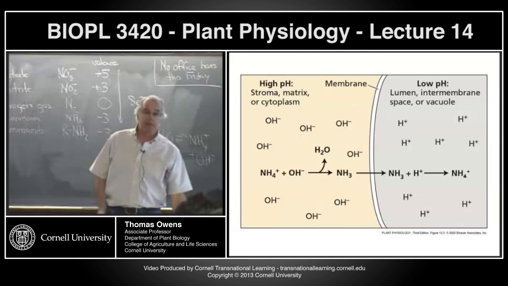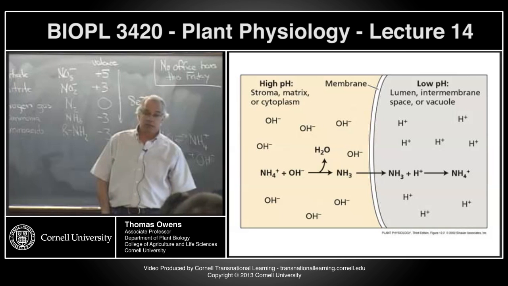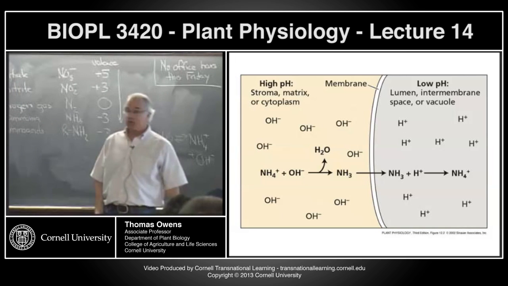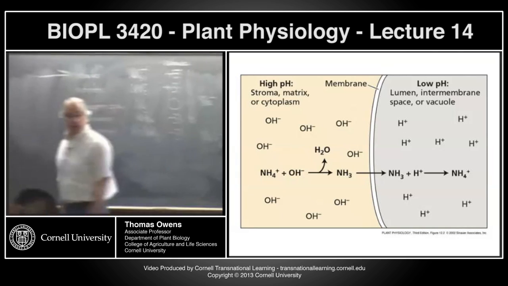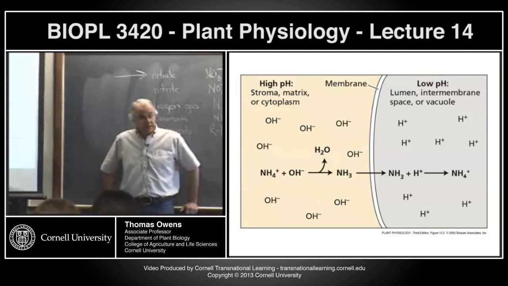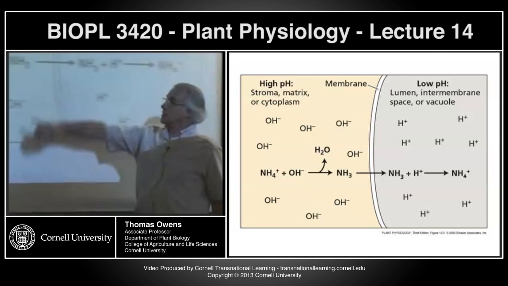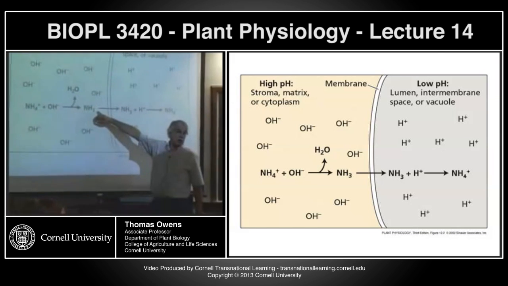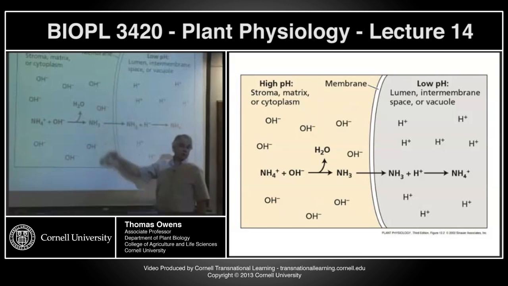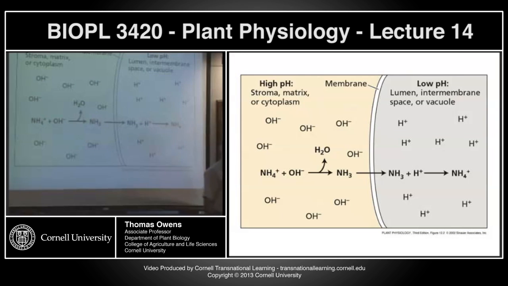But ammonia is toxic for living cells. And the reason it's toxic at micromolar concentrations is because it breaks down pH gradients, like those that are important in ATP synthesis. So ammonia is a small molecule. It's very permeable through membranes. You don't need any transport proteins to get ammonia gas across there.